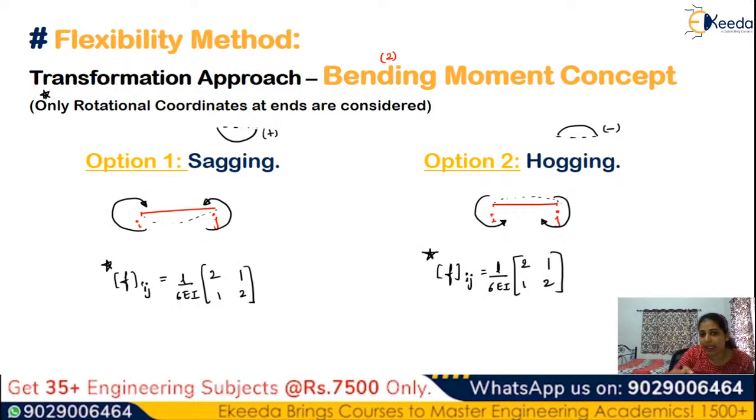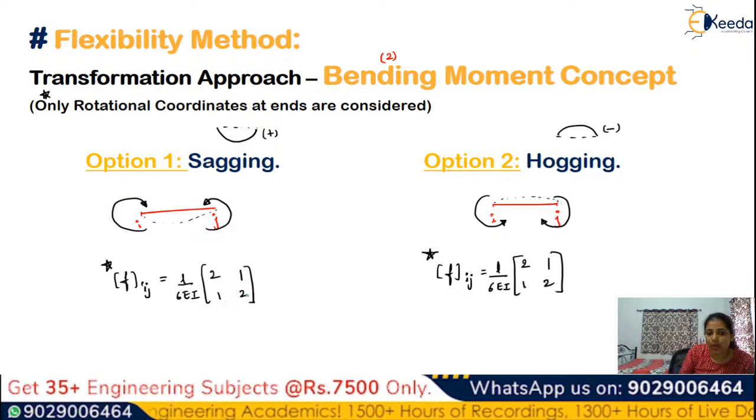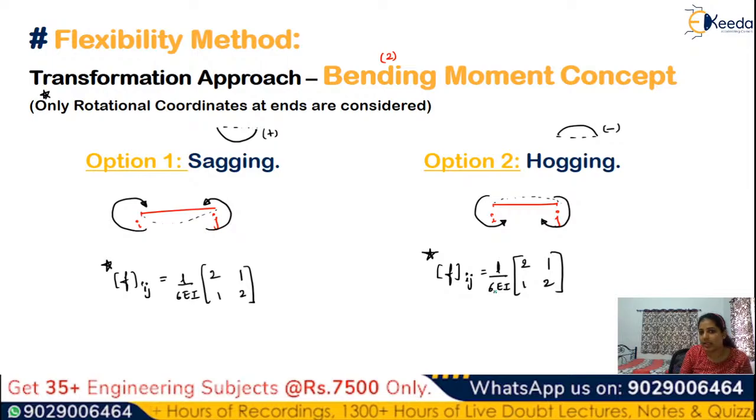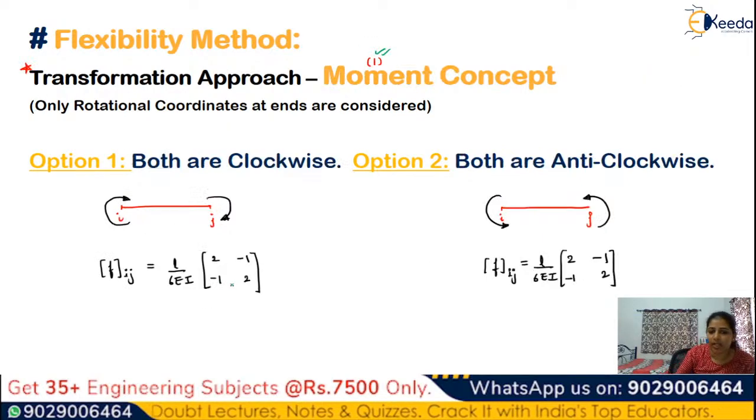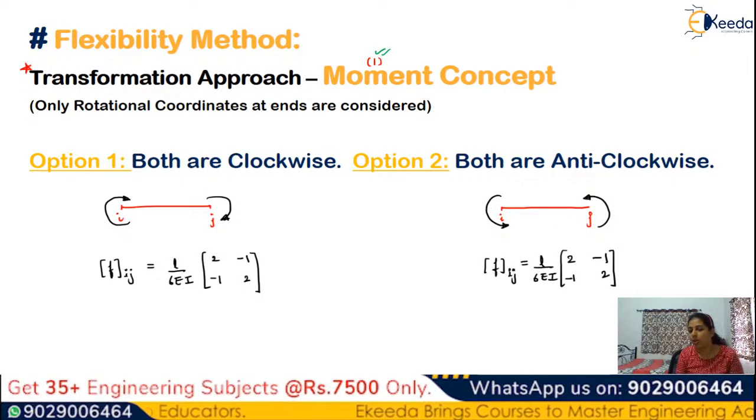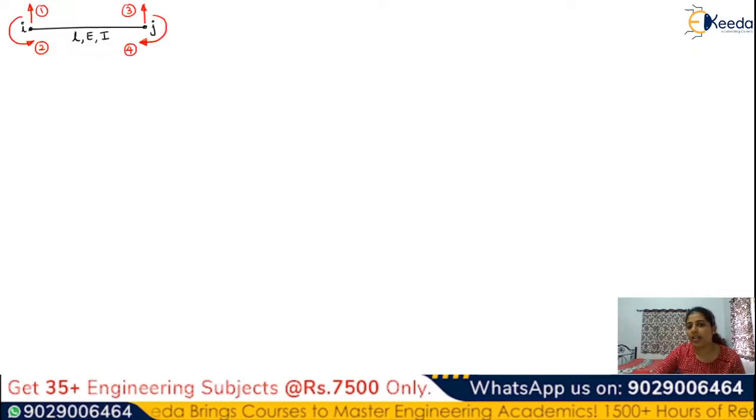If you are going with the bending moment concept, then sagging and hogging will come. If these coordinates are creating sagging moment, then it is L by 6EI times [2, 1; 1, 2]. If it is hogging also, it will be L by 6EI times [2, 1; 1, 2]. See, there is a slight difference between the moment concept and the bending moment concept. In the bending moment concept, there is no negative sign, whereas in the moment concept, if you observe, there is a negative sign here. If you develop the stiffness matrix or the flexibility matrix, you will come to know why this has come. Okay, so this is all about the development of flexibility and stiffness matrix.